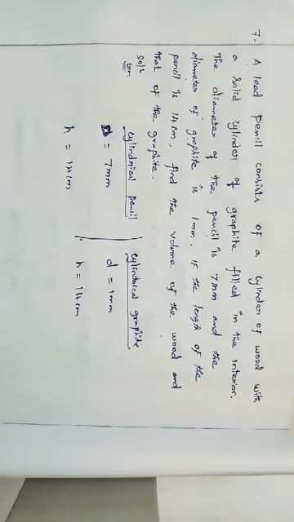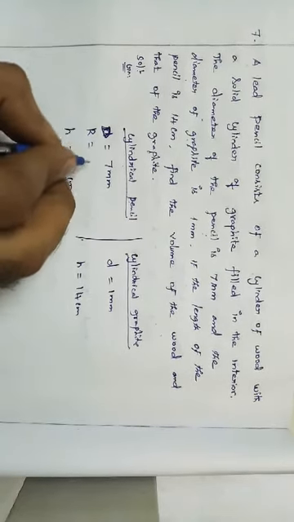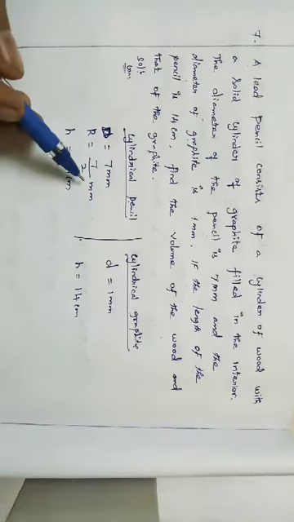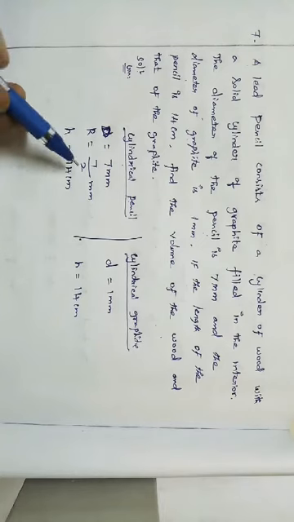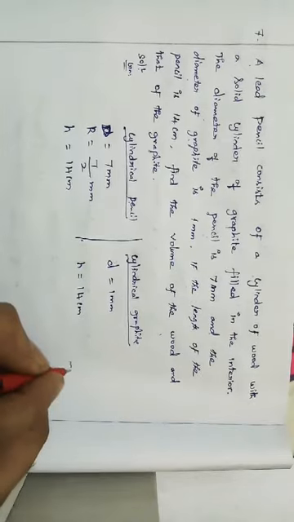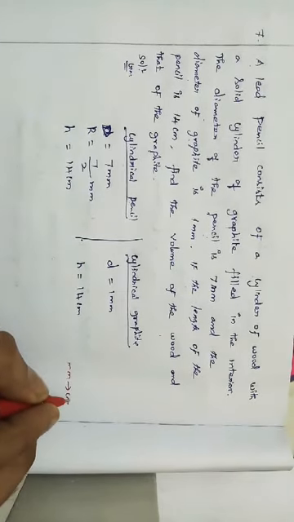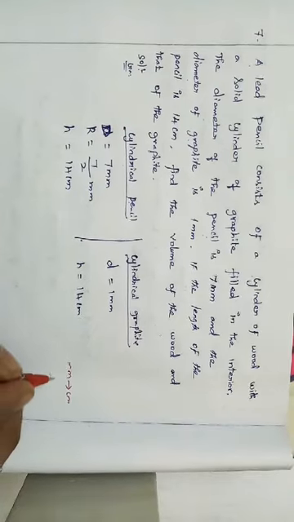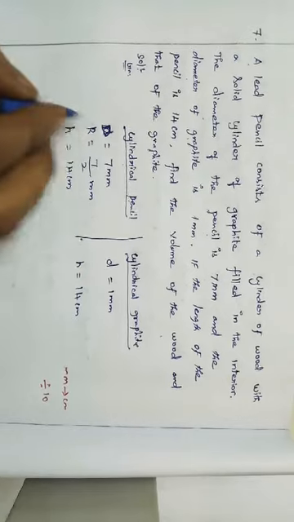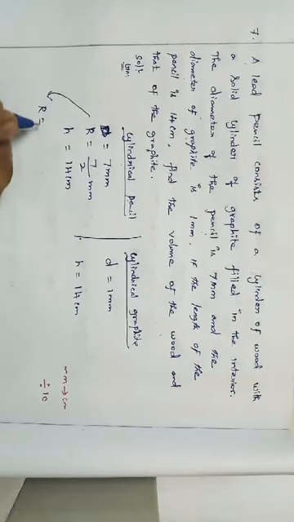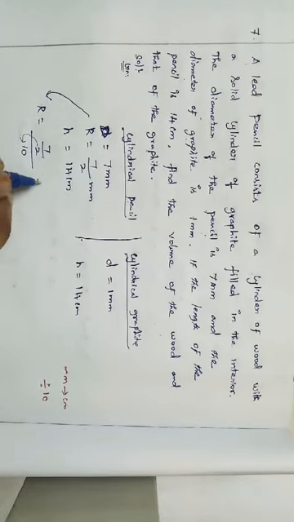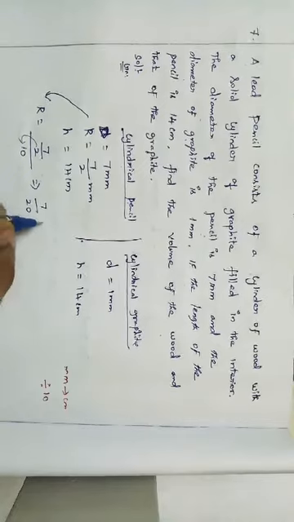How are we going to convert? Before that, we can find the radius. Capital R is equal to 7 by 2 millimeter. It's in millimeter, so I am going to convert millimeter to centimeter. Small to big means we divide. Millimeter to centimeter is divide by 10. So capital R is equal to 7 by 2 divided by 10. This 2 comes to the denominator, so it becomes 7 divided by 20 centimeter.